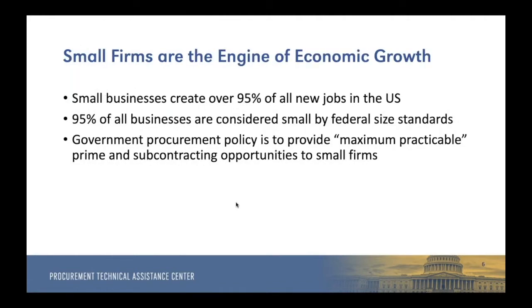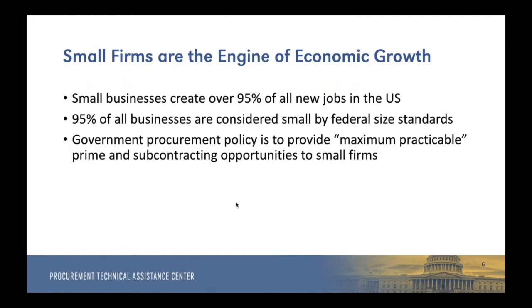So now that we know what a GMO is and we've defined that, the second part now is to know what your business is and define who your business is. Some stats on small businesses in the US: small businesses create over 95% of all new jobs in the US, and 95% of all businesses are considered small by federal size standards. The federal government has size standards for each different industry based on dollar value or number of employees. And so the numbers are fairly lenient.